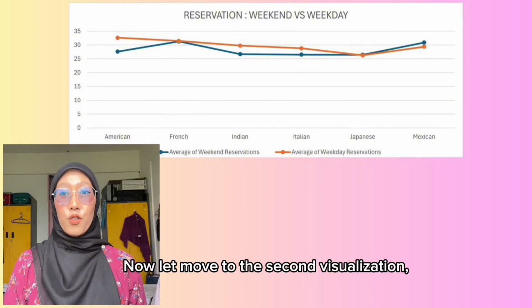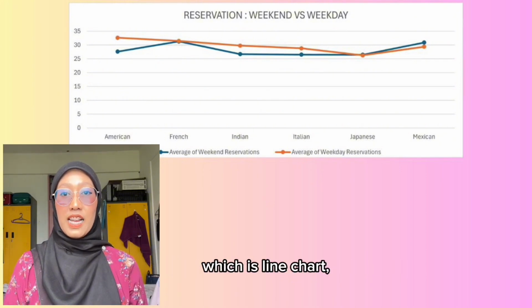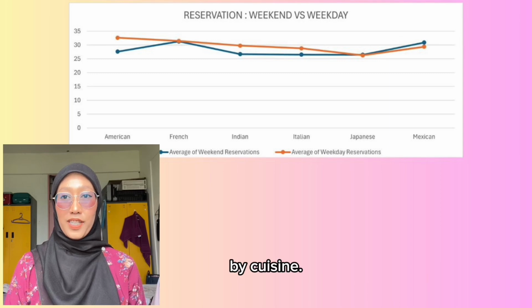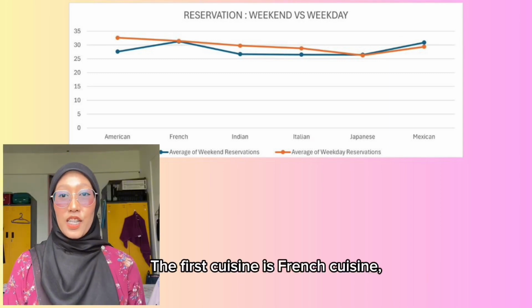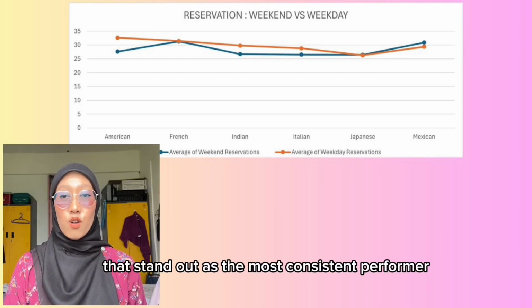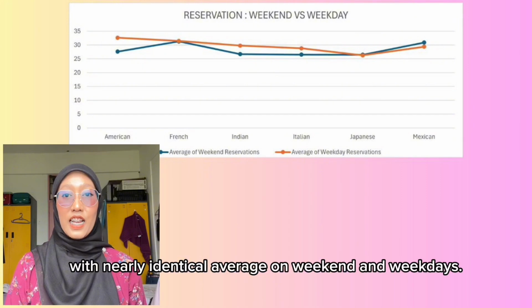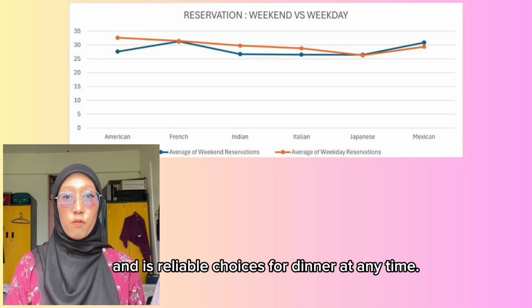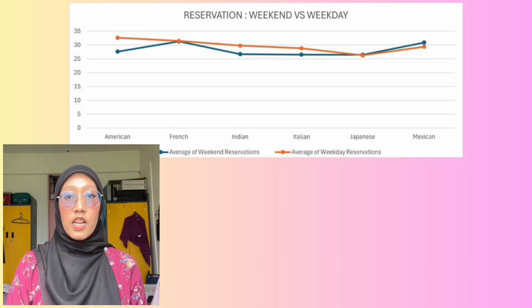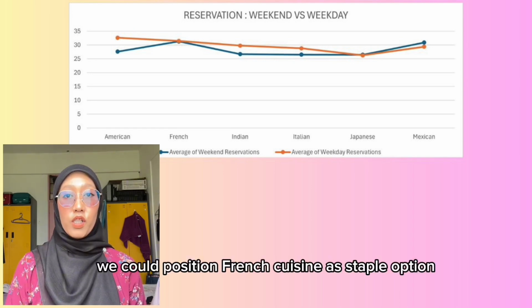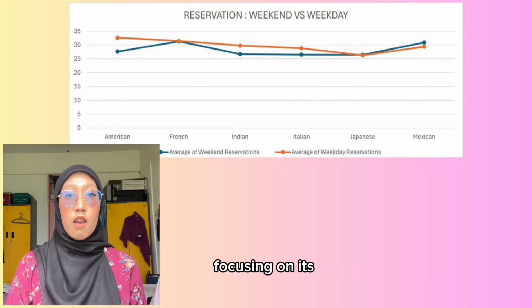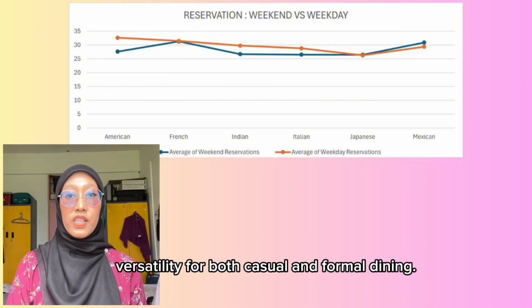Now, let's move to the second visualization, which is a line chart showing average weekend and weekday reservations by cuisine. The first cuisine is French cuisine, which stands out as the most consistent performer with nearly identical averages on weekends and weekdays. This suggests that it appeals to a wide range of customers and is a reliable choice for dinner at any time. Leveraging this consistency, we could position French cuisine as a staple option in our marketing campaign, focusing on versatility for both casual and formal dining.